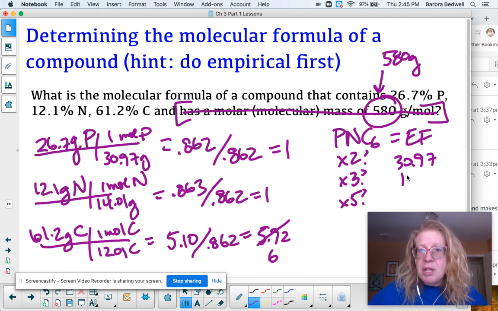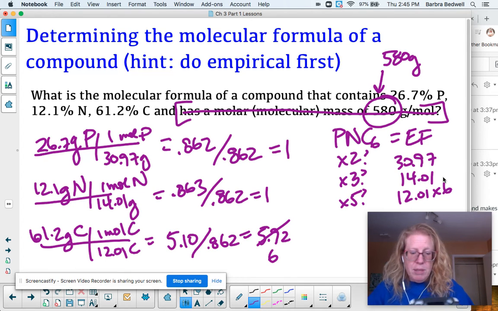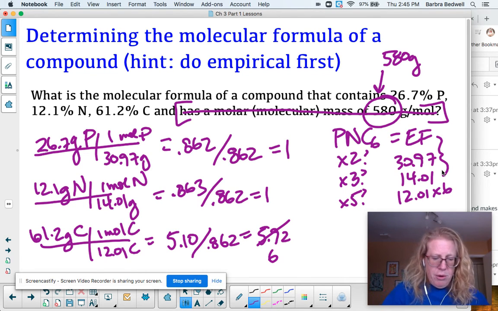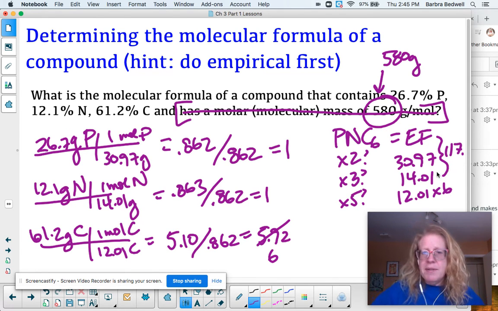So my empirical mass is phosphorus, 30.97, plus nitrogen, 14.01, plus carbon times 6. So 30.97 plus 14.01 plus 12.01. And I get a mass here. That can't be right. 30.97 plus 14.01 plus 12.01. Let's try this times 6. There we go. I knew that was right. 117 point something 04, but it's basically 117. So now I know that some multiple of this mass is going to equal this 580.